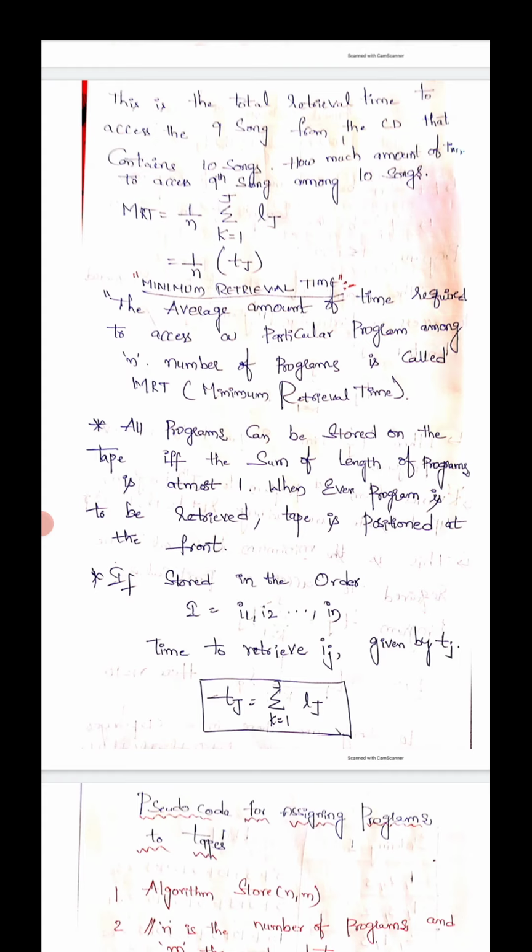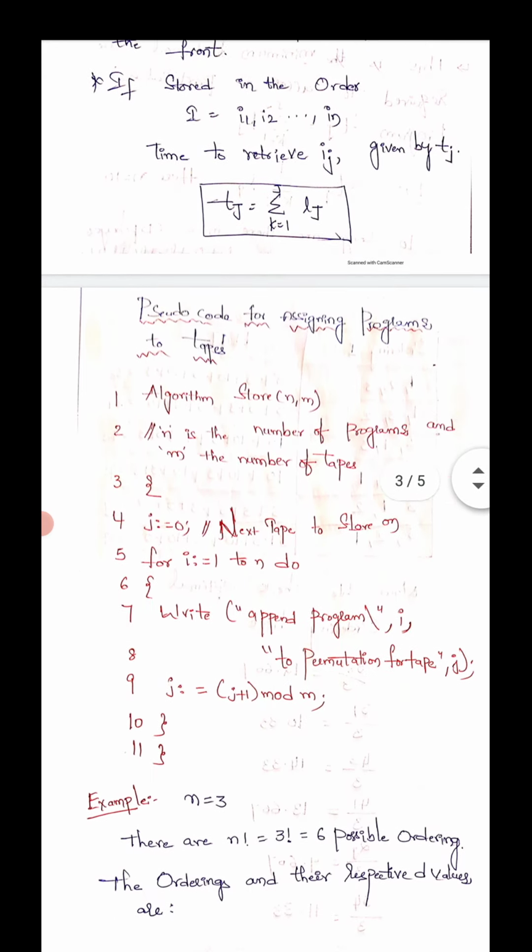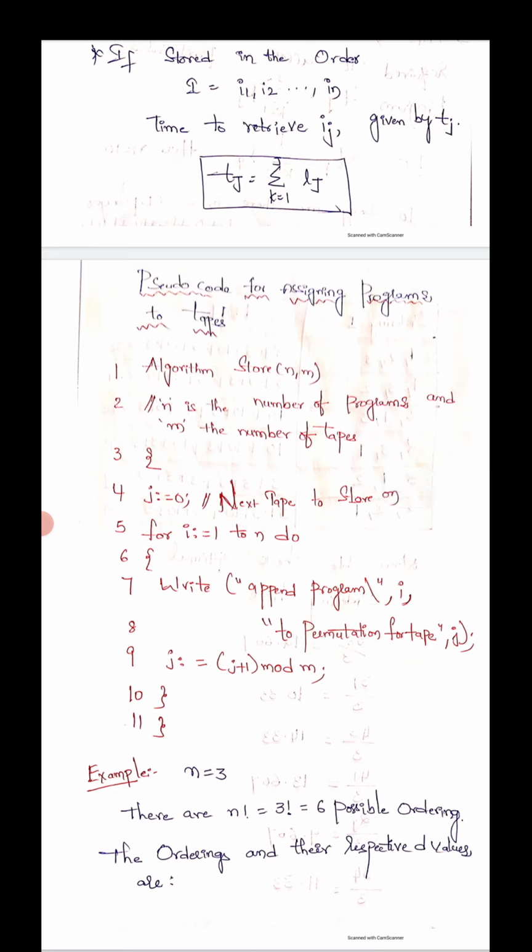If we want to store the programs in the order I equal to I1, I2, and so on up to In, the time to retrieve I suffix j is given by T suffix j. Here T suffix j is the summation of k equal to 1 up to j of L suffix k. This is the pseudocode for assigning programs to tapes.